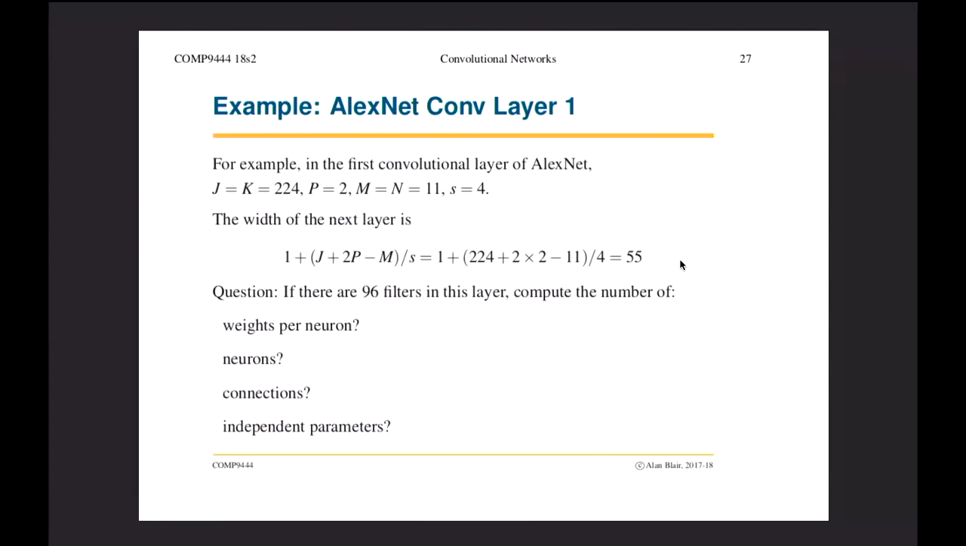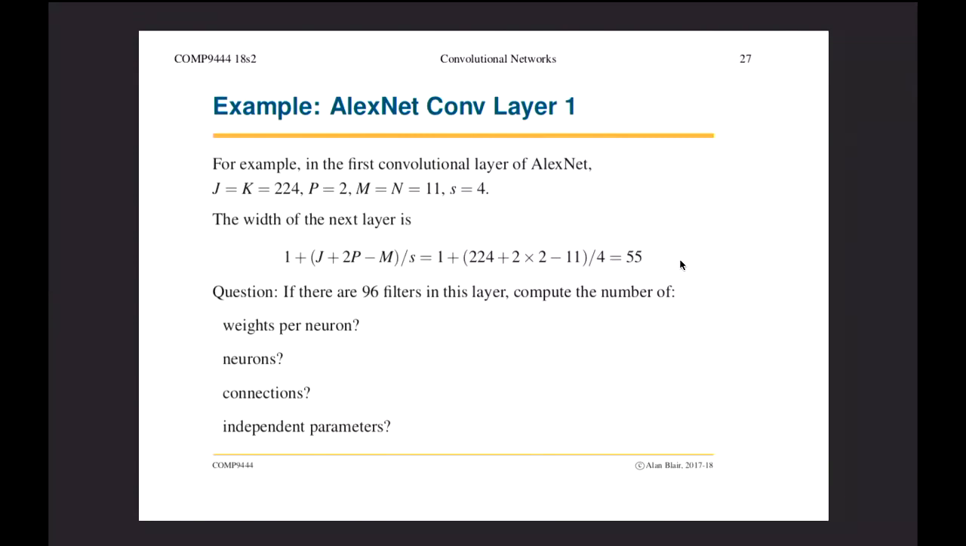So this is an example taken from a real serious convolutional network from 2012. This is the first convolutional layer of AlexNet. The size of the images here was 224 by 224. We have padding of 2 units at either side. The filters are of size 11. And the stride here is 4, right?